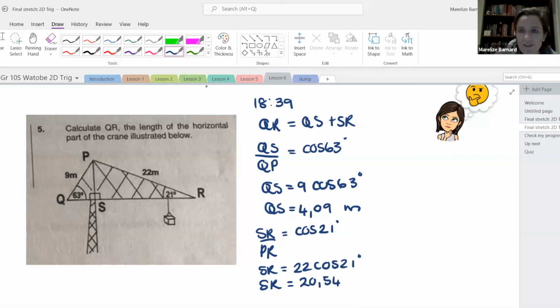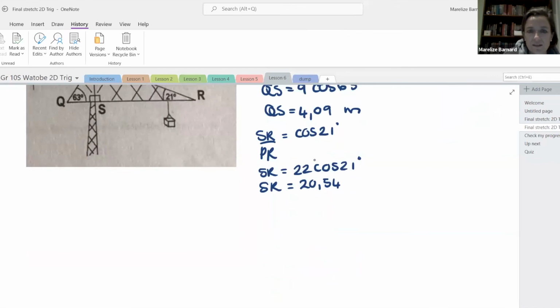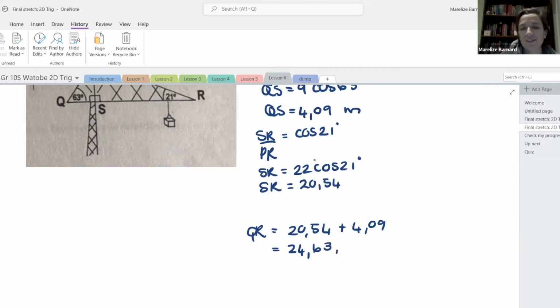And then it's just a matter of adding them all together. So QR is 20,54 plus 4,09, and that is 24,63. There we go. Now you can put a thumbs up in the chat if you got it right.